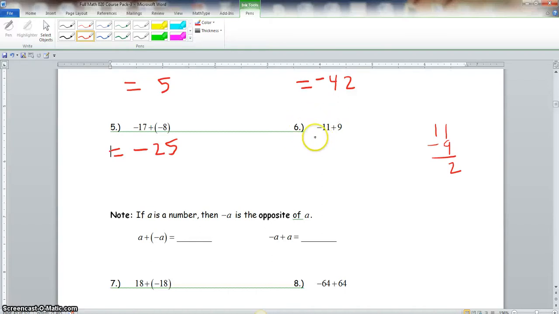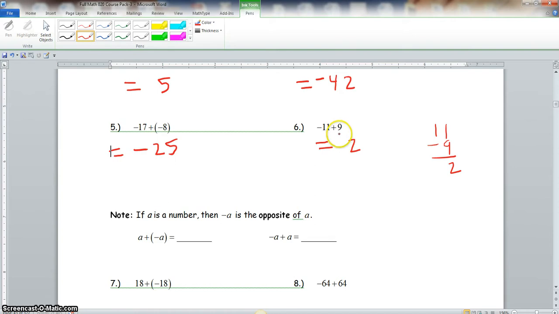Okay, class, with number 6, picking up where we left off. We have negative 11 plus 9. Now we need to subtract this here. We could take 11 minus 9 gives us 2. So we know our answer is going to have 2 as part of the answer. But we have to determine whether the sign is negative or positive.